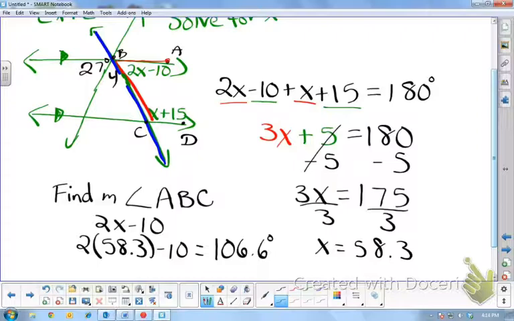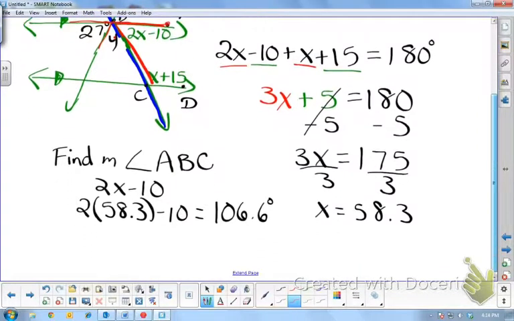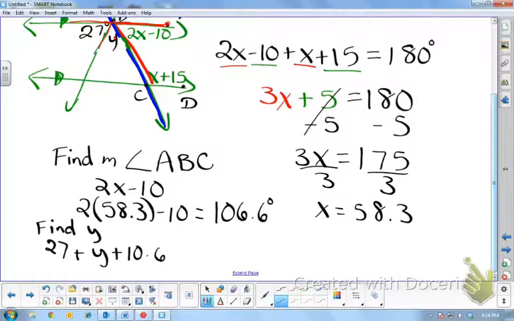We know that 27, y, and 2x minus 10, they're all in a straight line. So they should all add up to 180. So we can then use that information to find y. We can say 27 plus y plus 106.6, all of those together should equal 180, and solve that equation.